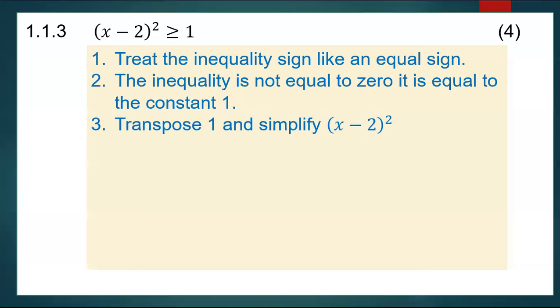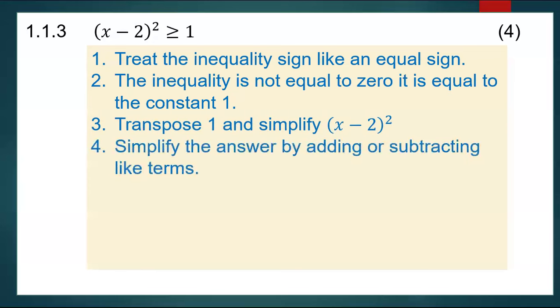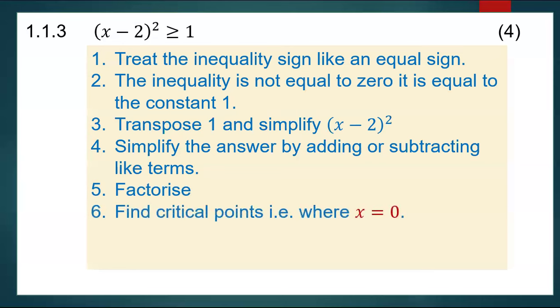Once you have simplified that binomial, which is squared, add or subtract like terms. Remember, on the right-hand side, you'll be left with 0. After adding or subtracting like terms, then factorize. When you factorize, solve for x. The values of x that we find there, we call them critical values. Critical values or points, I wrote it as critical points here, is where x is equal to 0.